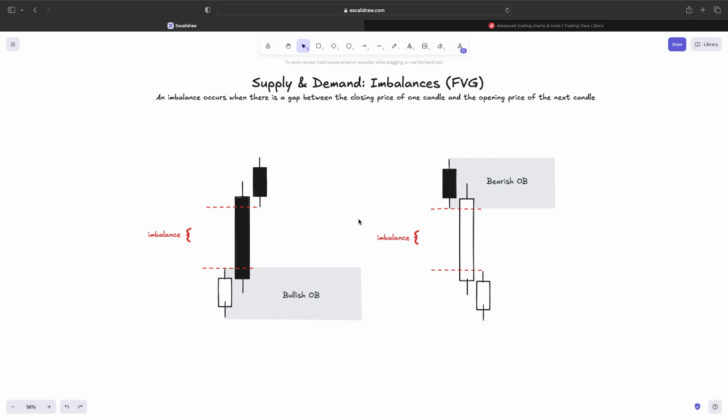On the previous lesson, we learned about institutional order blocks, which are the most high probability areas to look for some trading opportunities. On today's lesson, we'll be pairing institutional order blocks with imbalances for an added confluence when looking for zones that have a high chance of holding price. An imbalance occurs when there is a gap between the closing price of one candle and the opening price of the next candle, which often occurs after a strong price movement. This gap suggests a potential area where price may retrace and might eventually fill the gap.